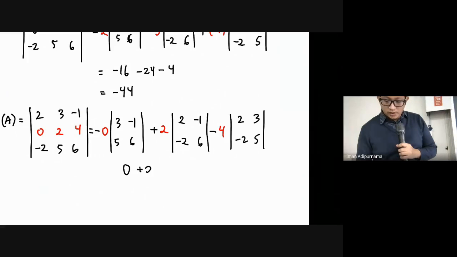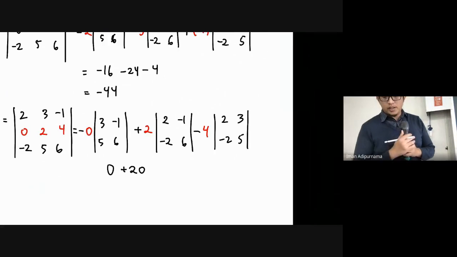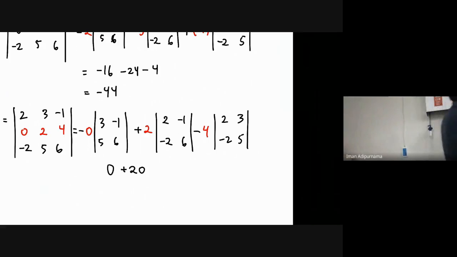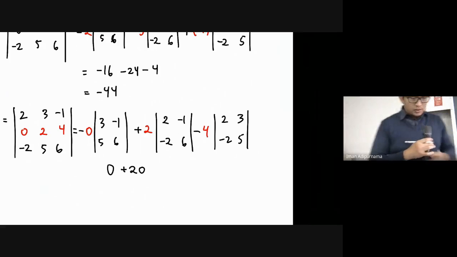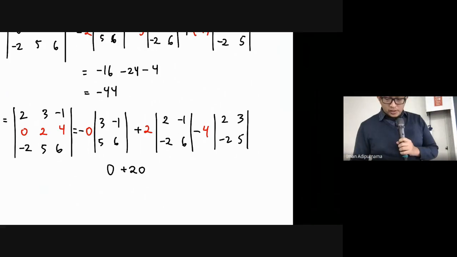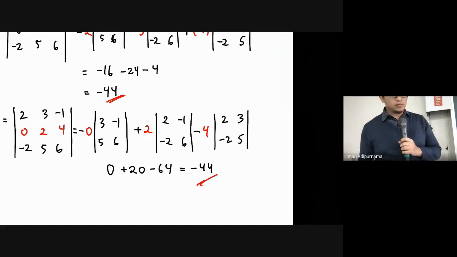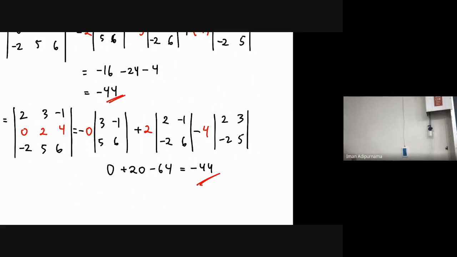So plus 20. And then the last part, 2 by 5 is 10 minus 6. So it's 16. 16 by 4 is what? 64, so it's -44. So same results, right? Same results. Okay. You can try the third row. You can also try the first column, the second column, the third column.